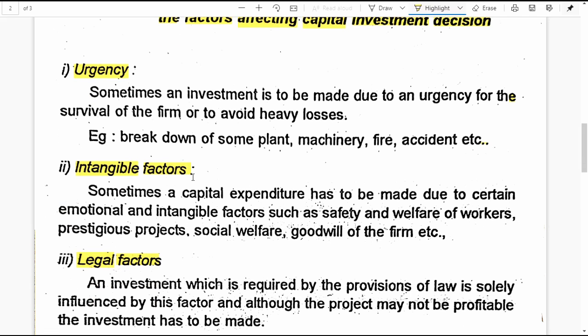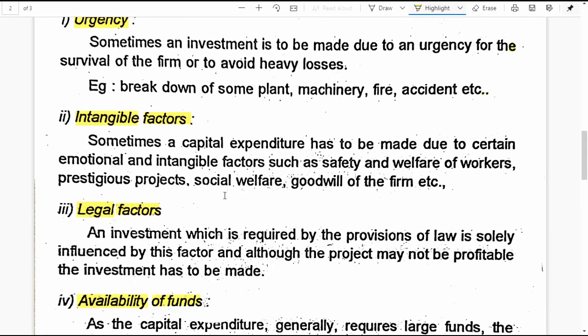Number two, intangible factors. We find investments are done by business enterprises because of intangible factors such as the safety of the employees, welfare of the employees, or status or prestige for the business concerned to take up a project, or keeping in mind the social welfare of the people in the neighborhood, or for the goodwill of the firm, the capital investment decisions are taken. So therefore, I would firmly say intangible factors could also be a great influence in the capital investment decision of a business concern.